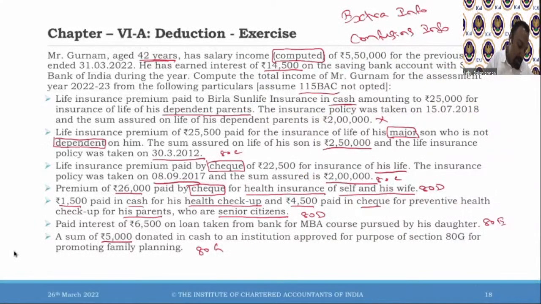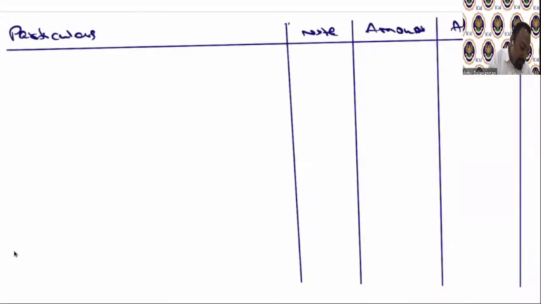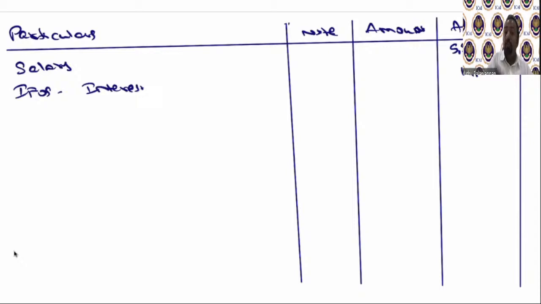Okay. So now what do I do? I take the total income, that is salary. Salary is 5.5 lakhs. Salary is computed, so I take it as it is. Interest income is 14,500. It is only a deduction, so include the income above and only then claim the deduction.